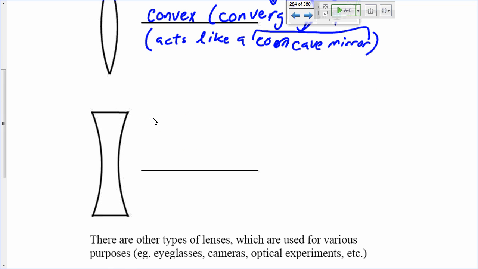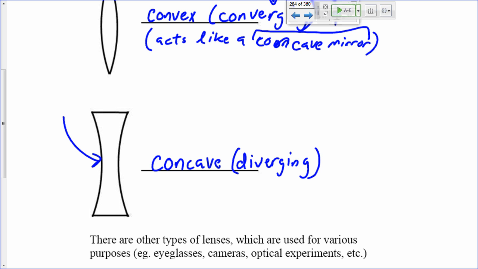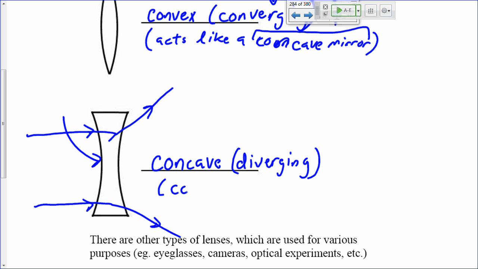And then this next lens is called the concave. So you can see how the shape of it is sort of caved in. This is a diverging lens, meaning that when light rays come in here, they are caused to diverge, which we'll see when we do the ray diagrams. And this acts like a convex mirror.